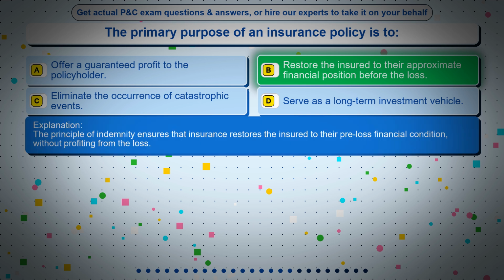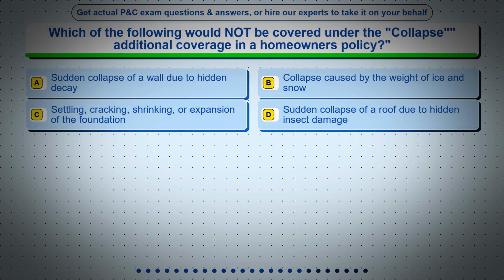The principle of indemnity ensures that insurance restores the insured to their pre-loss financial condition, without profiting from the loss. Question 18. Which of the following would not be covered under the collapse additional coverage in a homeowner's policy? Option A, sudden collapse of a wall due to hidden decay.